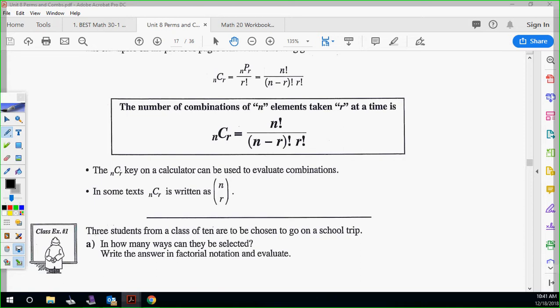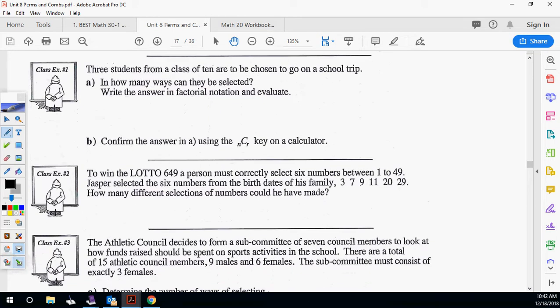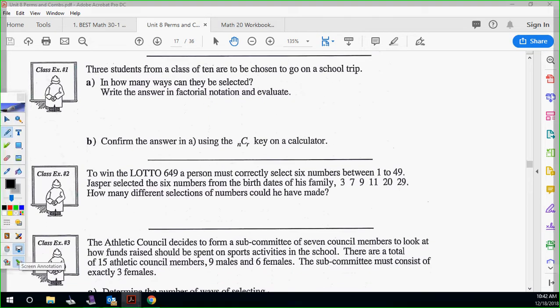Any questions? Good? Okay. Example 1. 3 students from a class of 10 are to be chosen to go on a school trip. How many ways can they be selected? Write the answer in factorial notation and evaluate. Confirm the answer using your calculator.